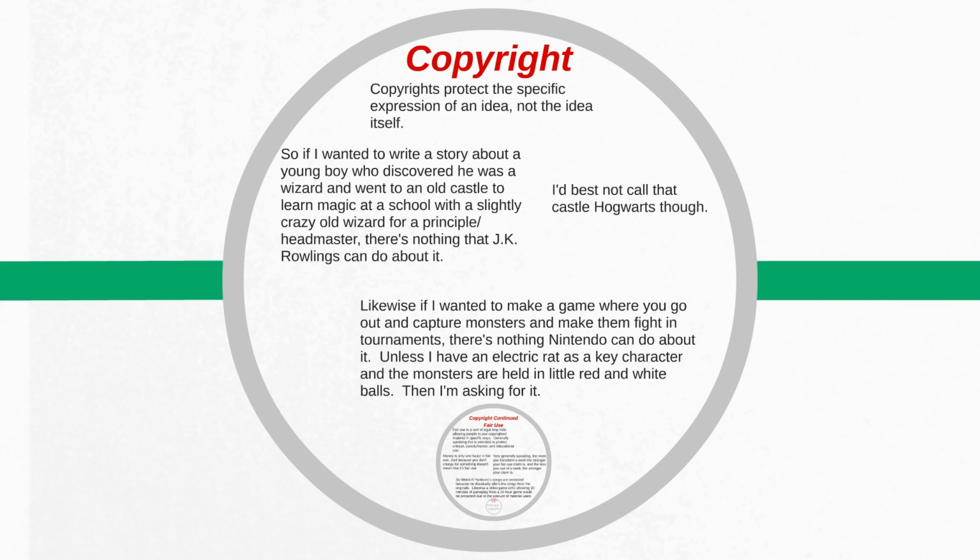So for example, if I want to write a story about a young boy who discovers he's a wizard and goes off to a magical castle to learn how to use magic and makes a couple of best friends, and the school is run by this old, slightly crackpot wizard, and they have all sorts of adventures, there's nothing that J.K. Rowling can do about it. She doesn't own the idea of children going off to magic school. Now, if I try to set my story in Hogwarts, I've got problems. At that point, I am using her world to write the story, and that's a no-no.